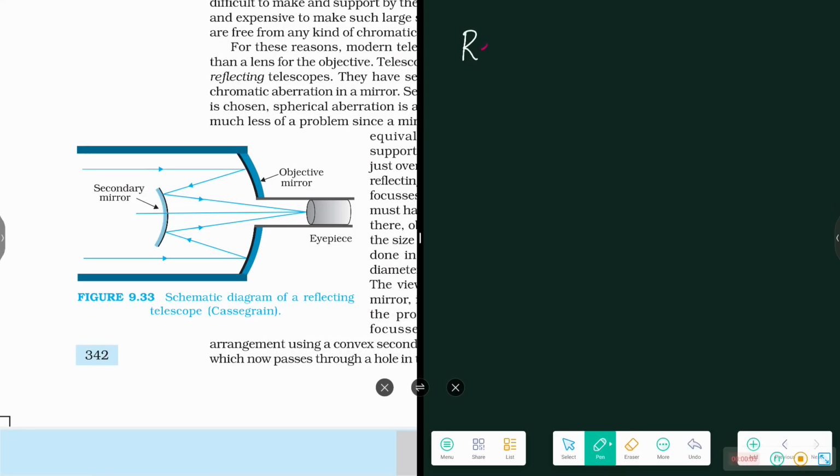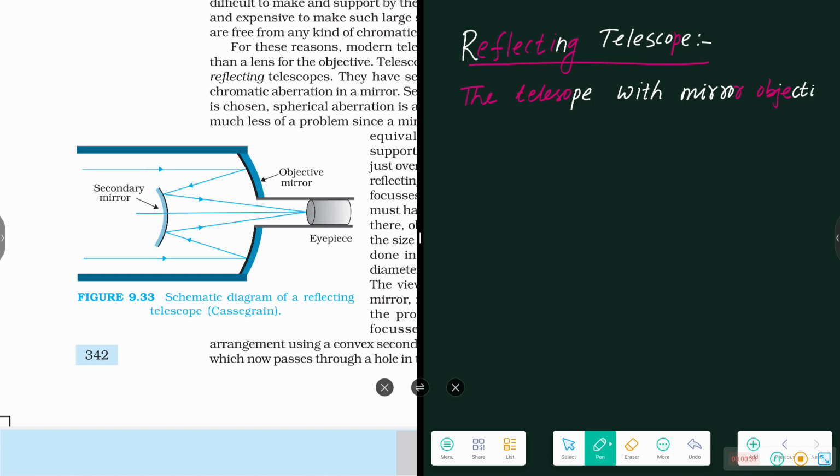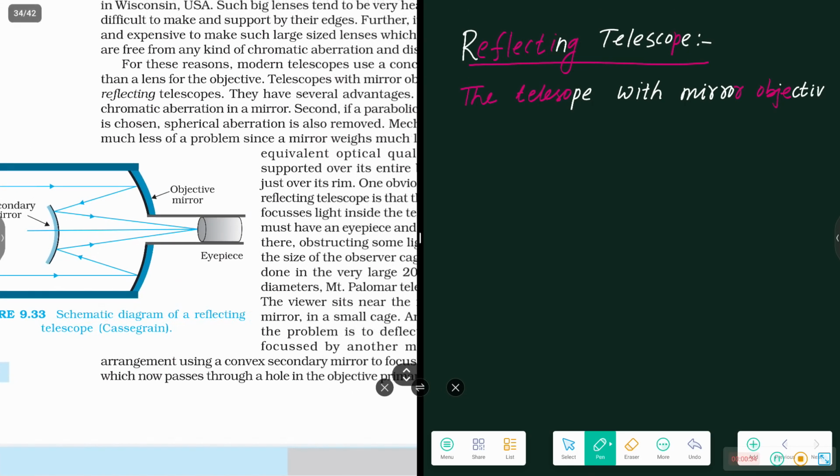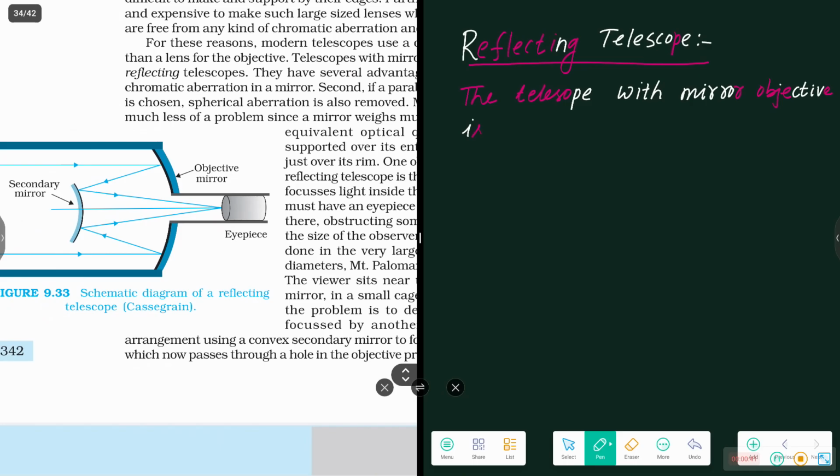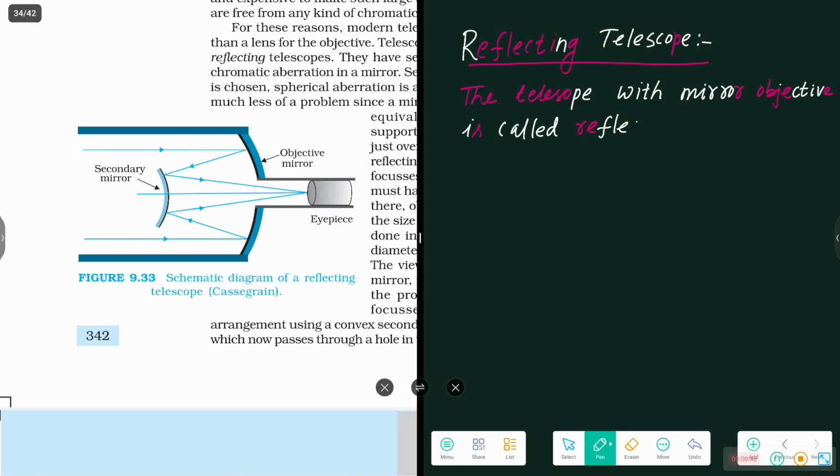So write heading, right? Reflecting telescope. So the telescope with mirror objectives, or objective, is called reflecting telescope. You can see the picture on the left hand side, reflecting telescope.